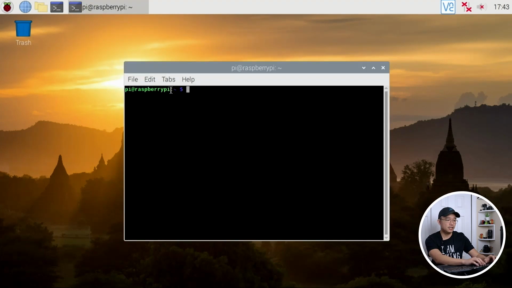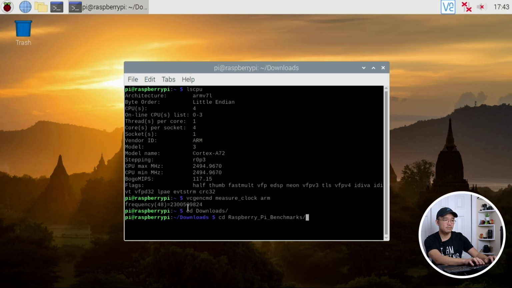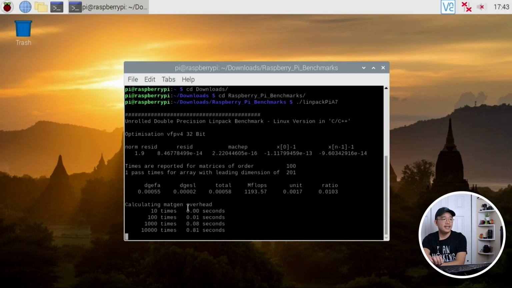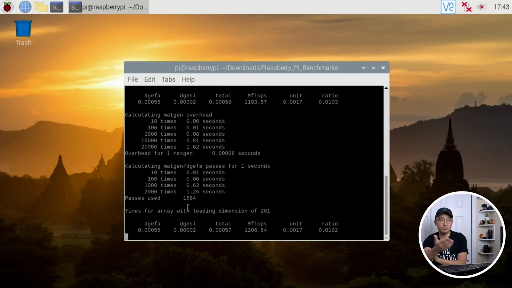If I was to show you LSCPU, I don't think it comes up correctly. Apparently it's 2.5. But if I go to vcgencmd measure_clock arm, see it's 2.3 right now. So I'm maxed out. So while we have this working, I'm also going to pop into the downloads folder in Raspi Benchmarks and then run the benchmark itself again.